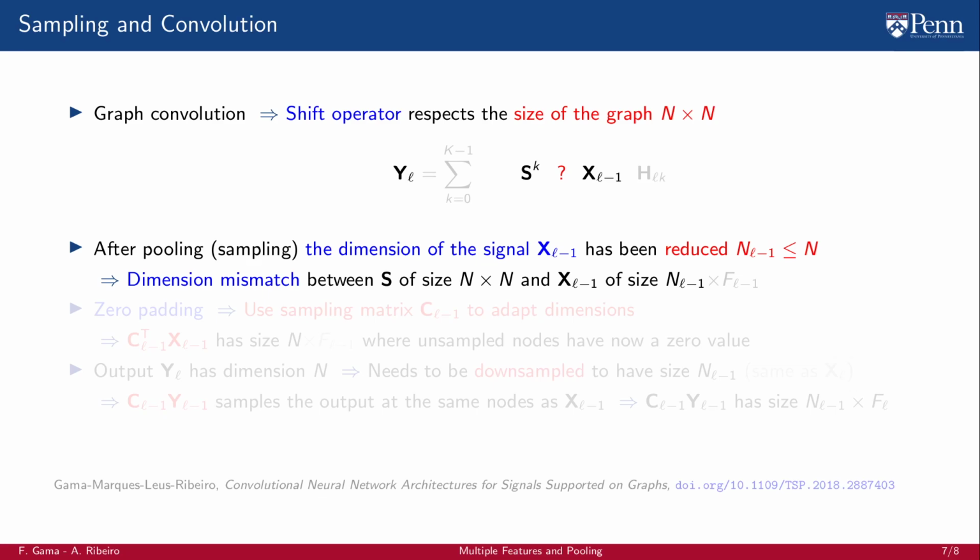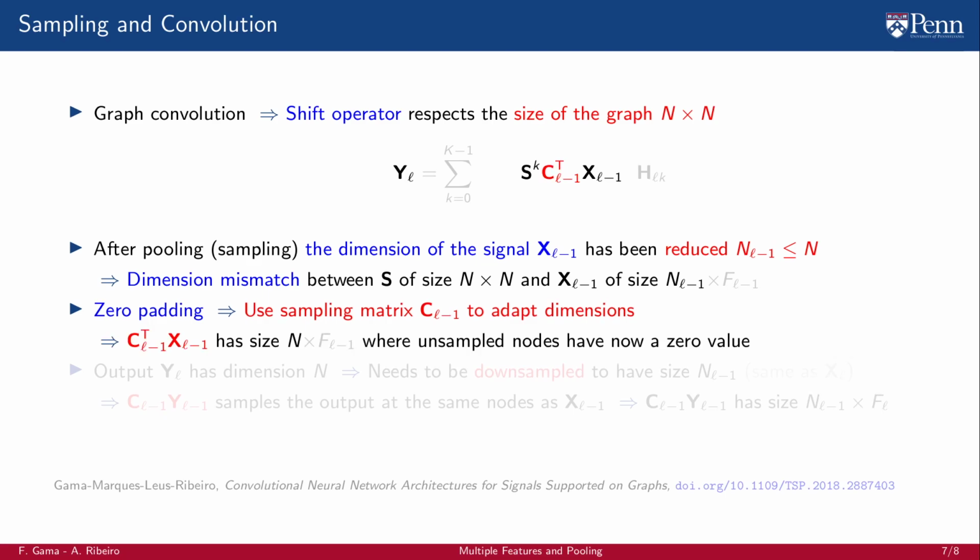To resolve this dimension mismatch, we pull a good old trick from the signal processing trade. We use zero padding. That is, we use the same sampling matrix C_{L-1} to adapt dimensions from N_{L-1} back to n. In fact, we see that C_{L-1} transpose multiplied with x_{L-1} now has size n, and that the unsampled nodes now have a zero value. That is, they have been zero padded.